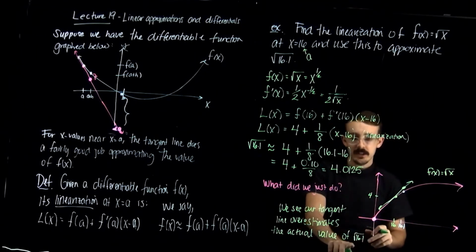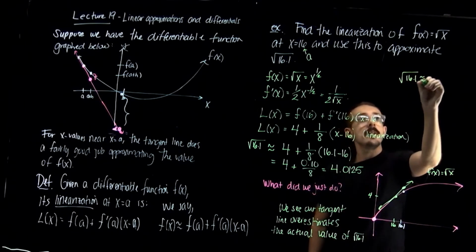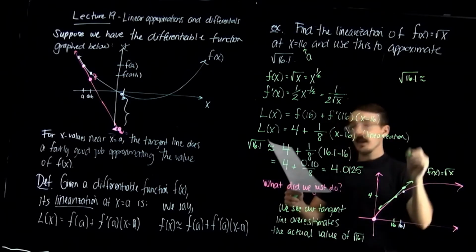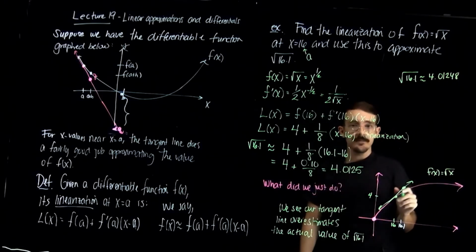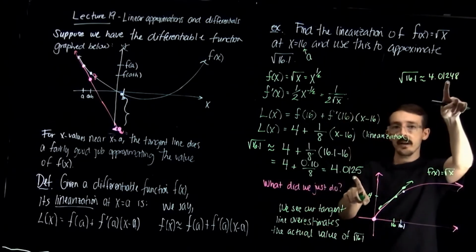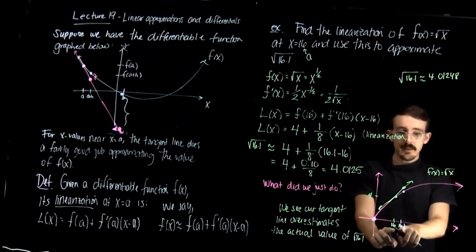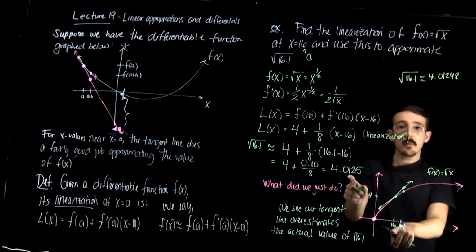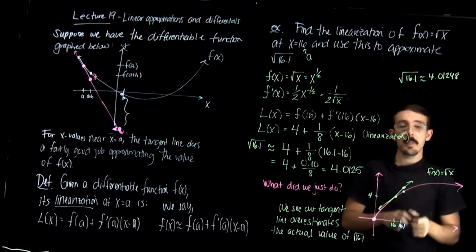So what actually is this? I did this just to check my work. If you put this into a calculator, this is approximately 4.01248. Notice just how close our approximation is. It's just barely larger, by about 10 thousandths. And if we were to estimate things further and further away from 16, our estimate would become worse and worse because this tangent line would start to separate from the original graph.